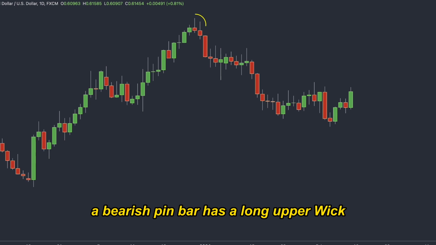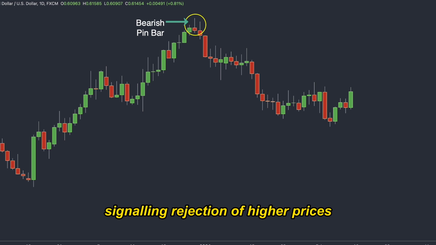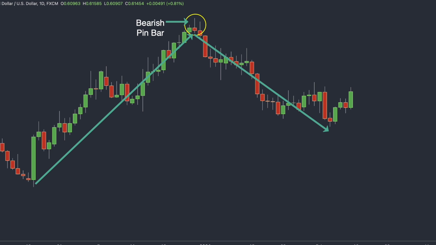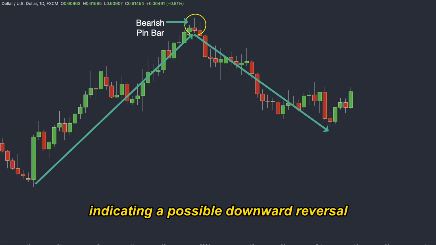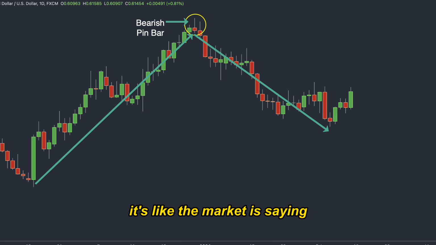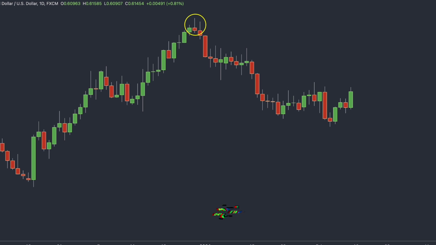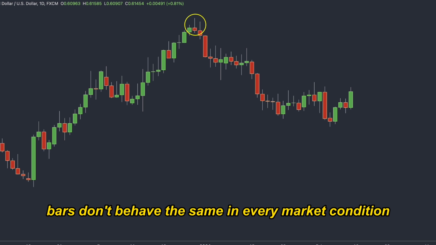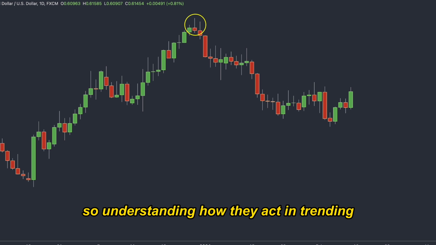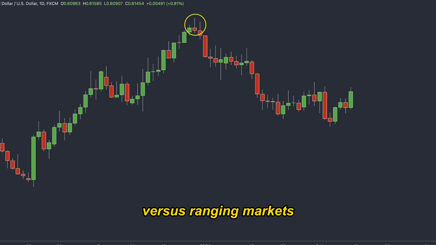On the other hand, a bearish pin bar has a long upper wick, signaling rejection of higher prices. Sellers are taking control after the market tested those higher levels but failed to hold them. You'll usually find bearish pin bars at the end of an uptrend, indicating a possible downward reversal. It's like the market is saying, "That's as high as we're going for now." Pin bars don't behave the same in every market condition, so understanding how they act in trending versus ranging markets is key to using them effectively.